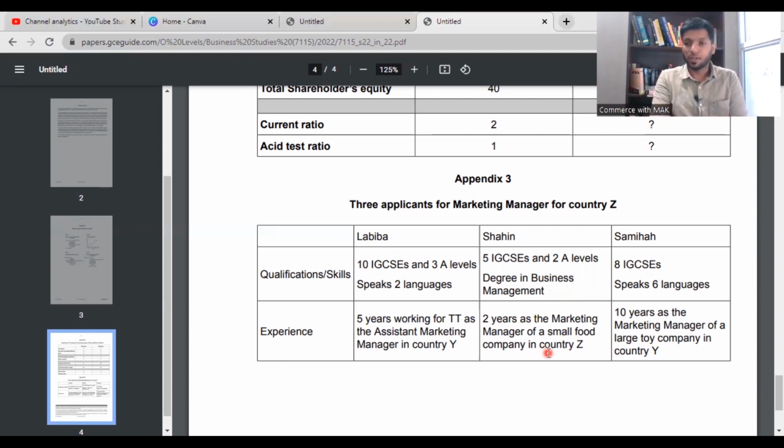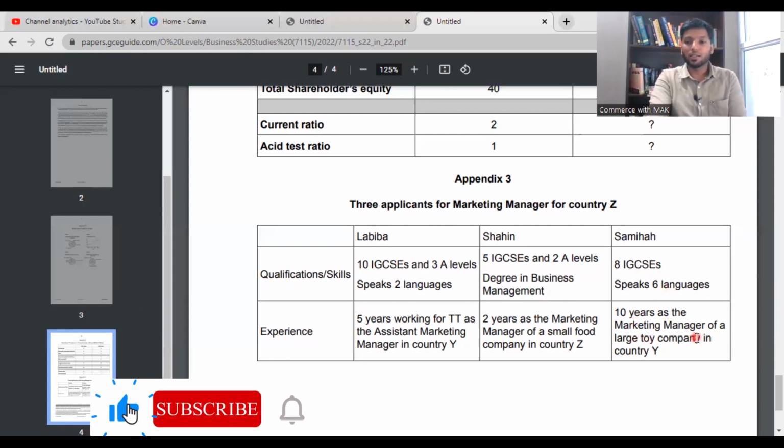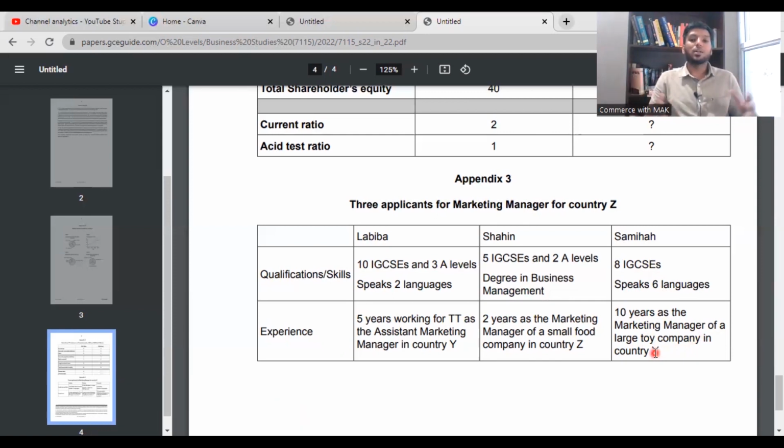So the weight of his profile is high, but he is working in a small food company. That means he has no idea about the toys. So let's move on to the next one. 8 IGCSEs, speaks 6 languages, so it's a good thing because he speaks more languages. 10 years as marketing manager of a large toy company in the country. So he has a big idea, because he has worked in different companies.